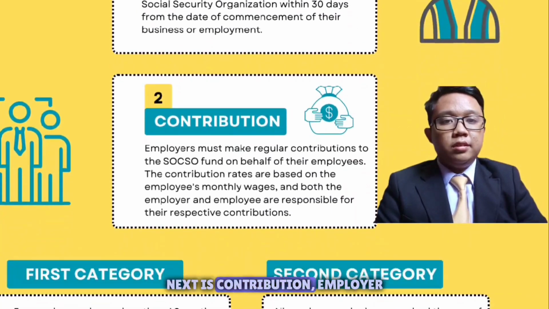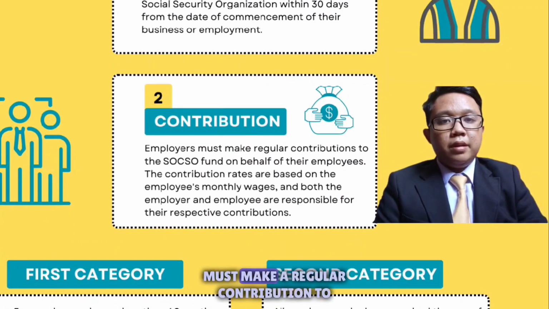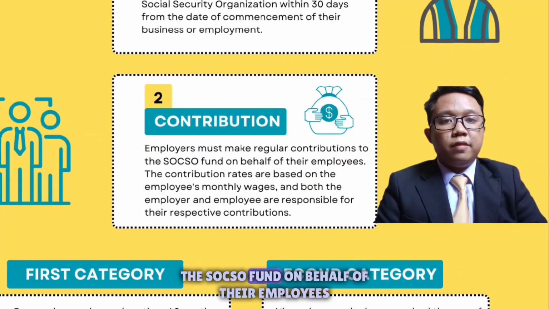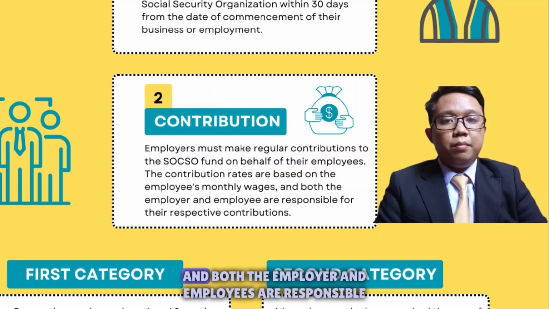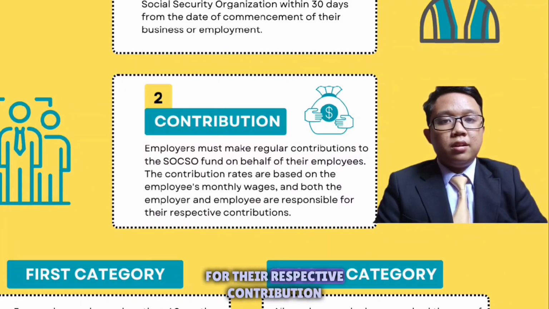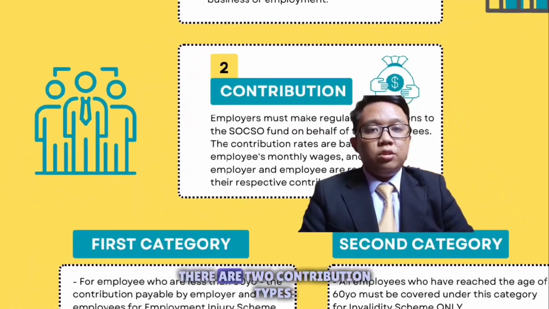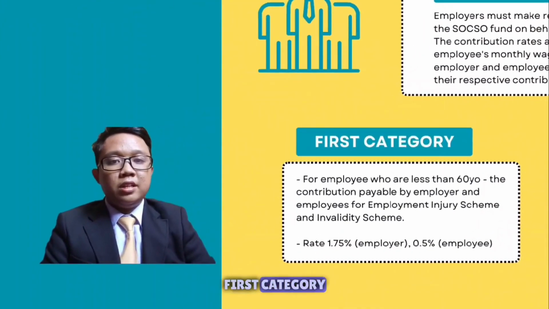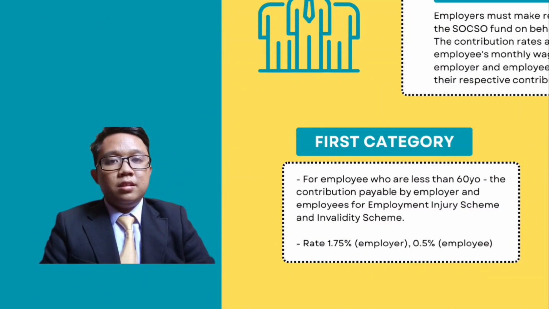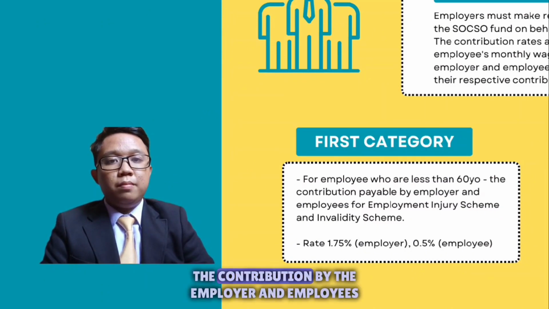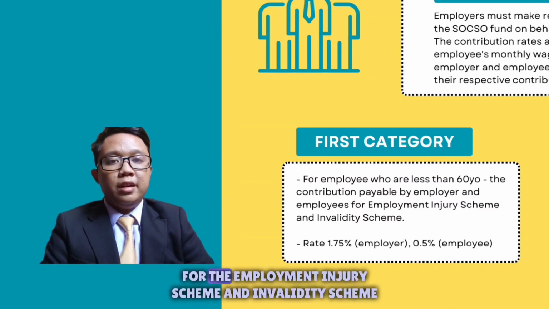Next is contribution. Employers must make a regular contribution to the SOCSO fund on behalf of their employees. The contribution rates are based on the employees' monthly wages, and both the employer and employees are responsible for their respective contribution. There are two contribution categories. First category, for employees who are less than 60 years old. The contribution is payable by the employer and employees for the employment injury scheme and invalidity scheme.